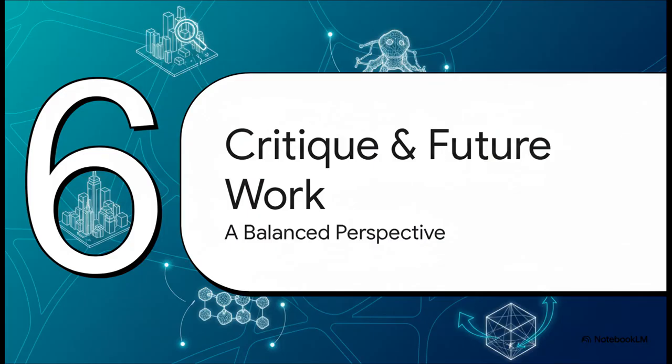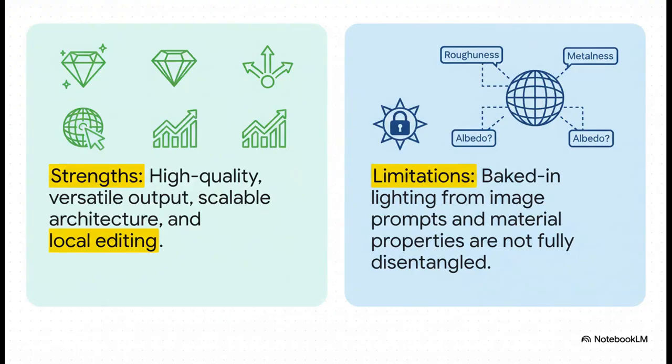All right, but no model is perfect, right? And good research always owns up to its limitations and shows us what's next. So let's shift gears a little and take a more critical look at Trellis, both its strengths and its weaknesses, and think about what this really means for the future of 3D generation. So the strengths are pretty obvious. You get super high-quality assets, you can export them in different formats, the architecture can scale up, and you have that incredible local editing. But the authors are also really honest about the limitations.